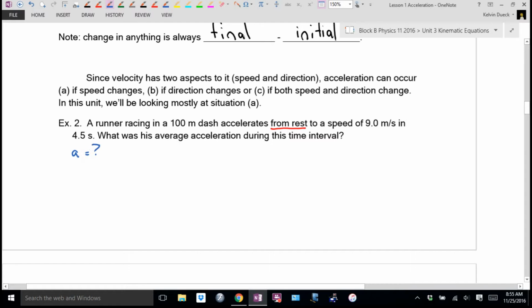By the way, the reason I said average acceleration: I've watched runners, they don't accelerate at a constant rate, but we can't handle that. So if I ever use the phrase average acceleration, you can sort of ignore it. It's me being fussy, saying I don't think the acceleration is constant, but we're going to pretend it's constant because that's the only math we can handle anyways.